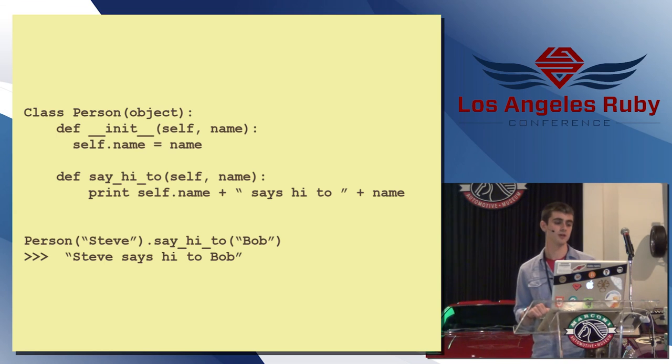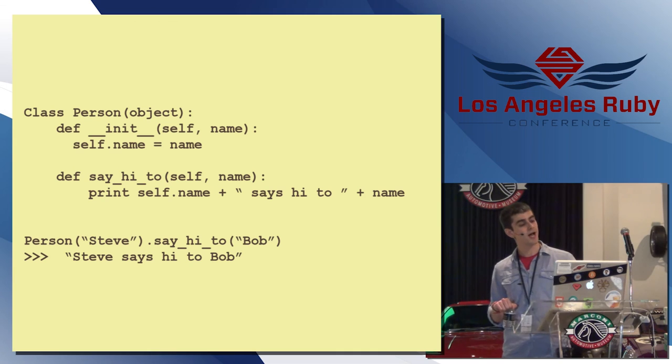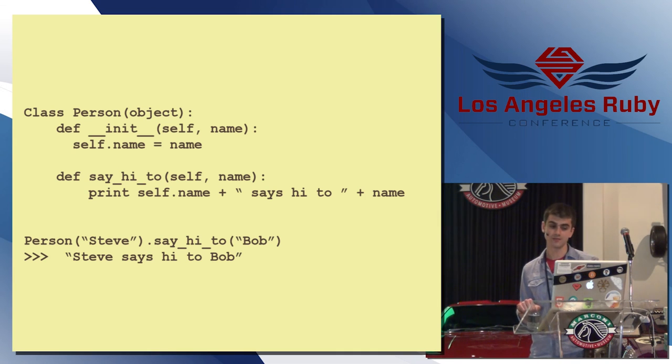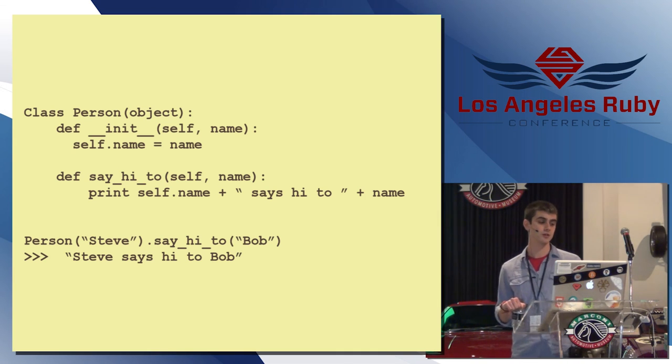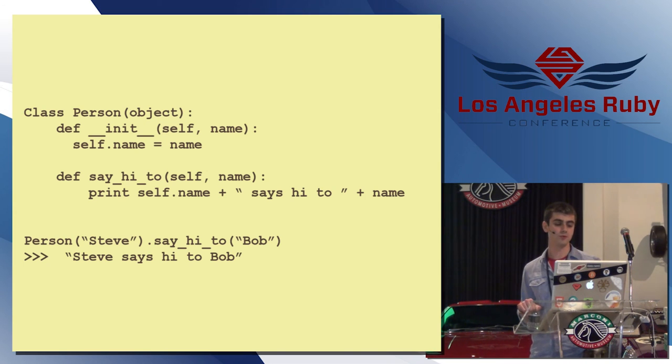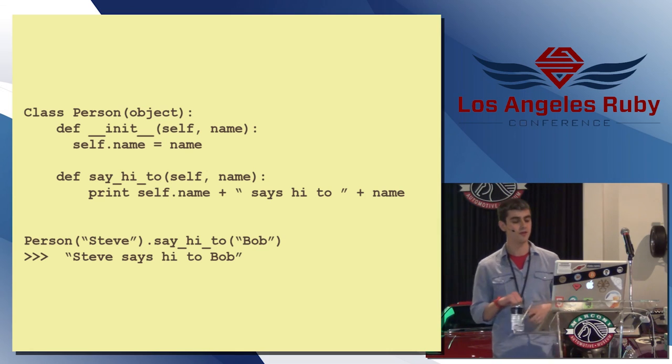This is a simplified person object. So you instantiate it just with a name, and then there's this method say_hi_to, and that takes name as one of the arguments, but there's no namespace clash here. You say self.name if you want the attribute on the object, or you can just say name if you just want to use that local variable.